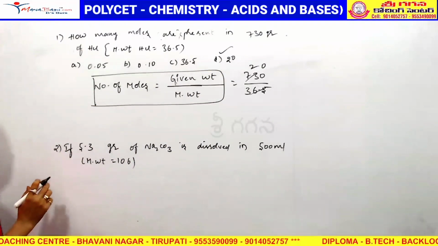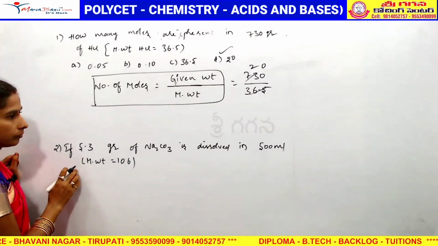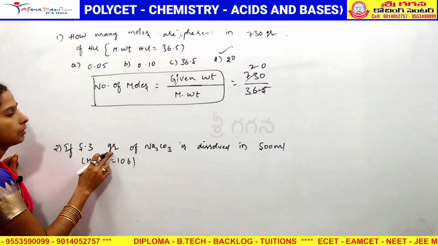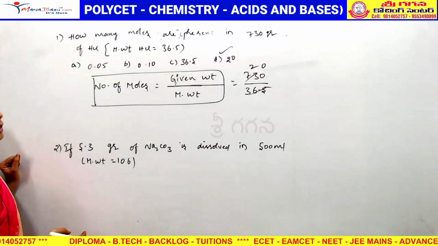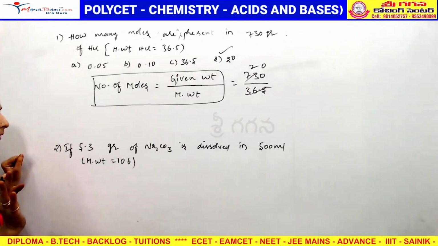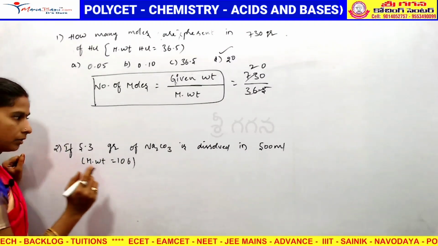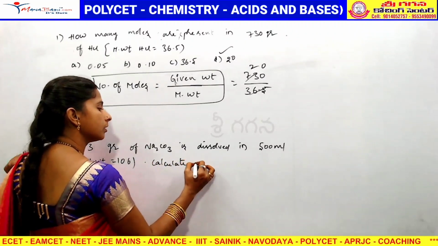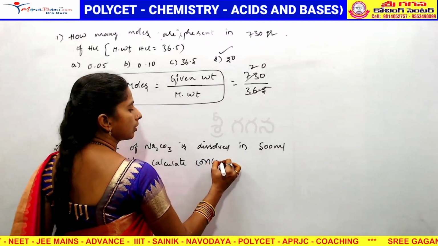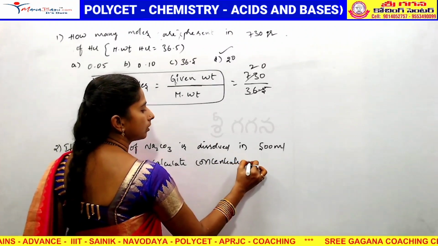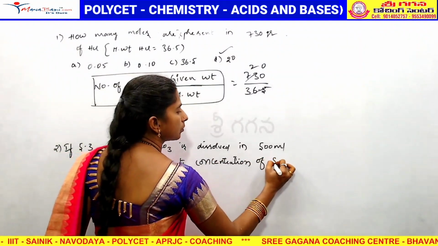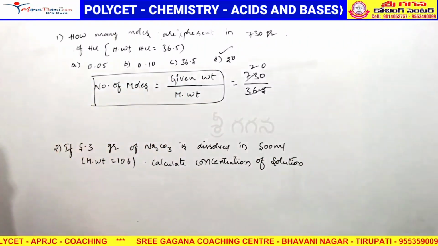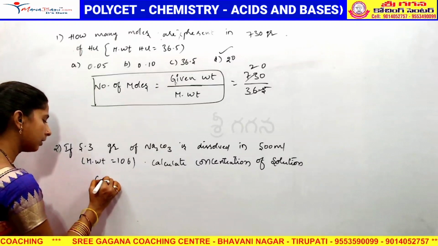Now come to this one. If 5.3 grams of Na2CO3 is dissolved in 500 ml, what do we need to calculate? We need to calculate the concentration of the solution. I already gave the concentration formula.